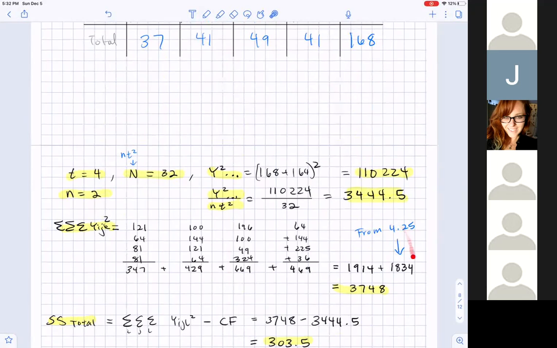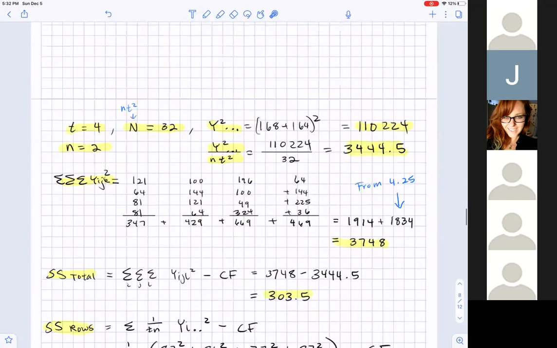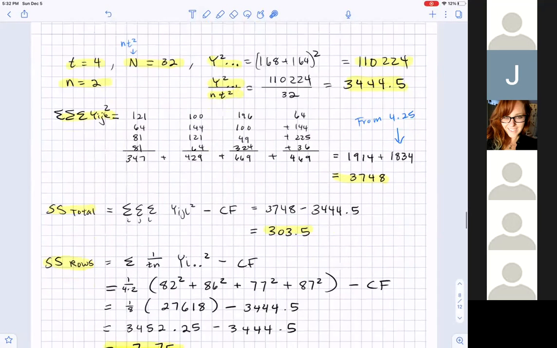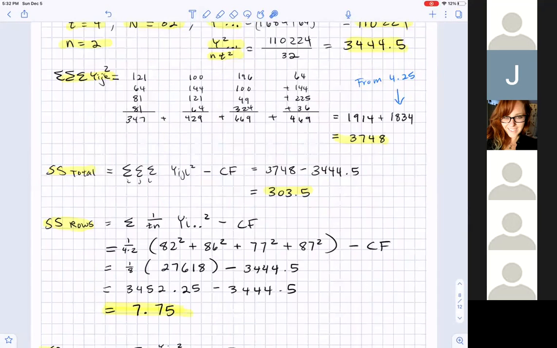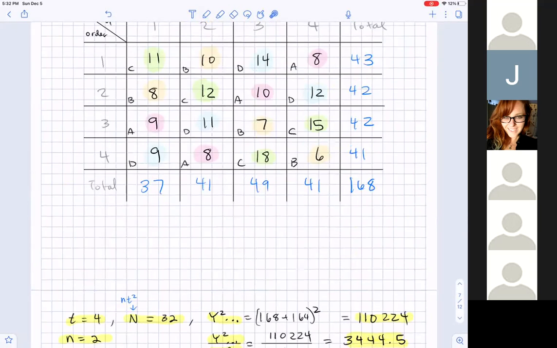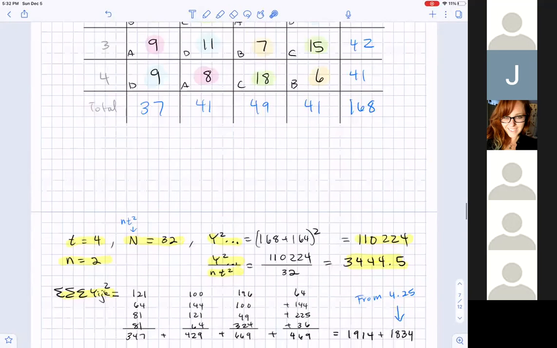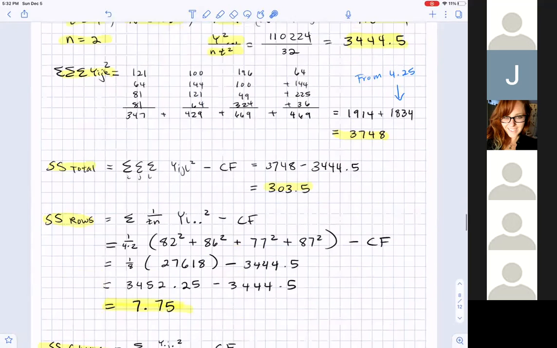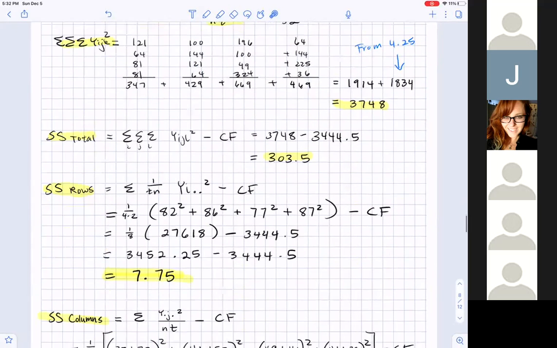And I just found this from 4.25 from the problem above. And then that's when your n value is the number of replications. So our t was 5, so it's 5 times 2. Oh, I'm sorry, our t was 4, because this is a different 4 by 4 Latin square. So yes, our t is 4. We multiply it by 2. Does anybody have any questions about this one?